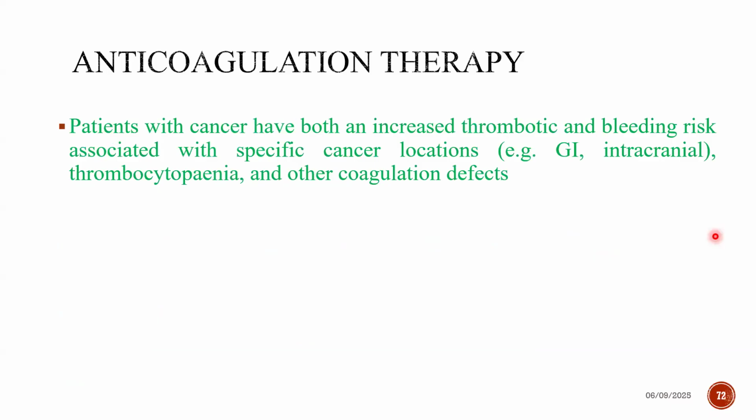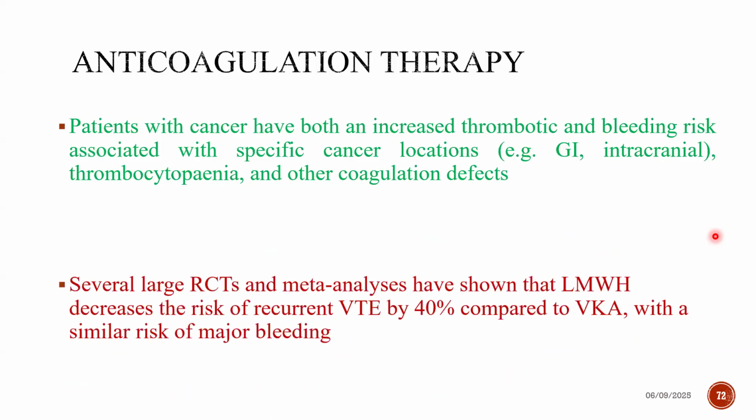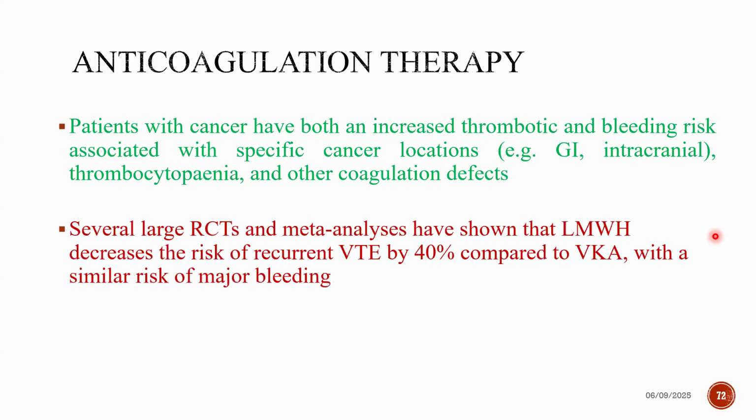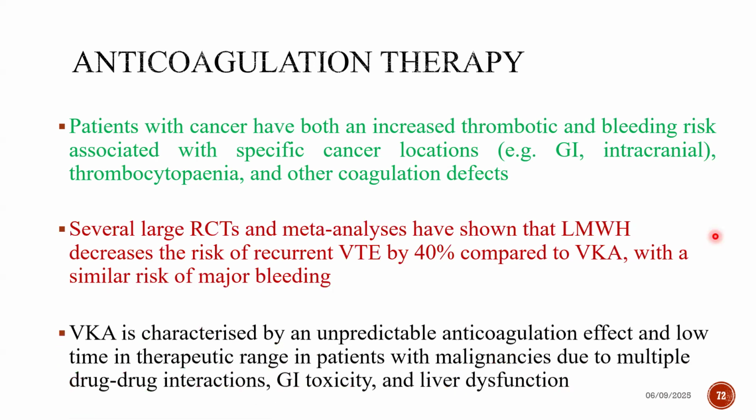In terms of anticoagulation therapy, patients with cancer have both increased thrombotic and bleeding risk associated with their specific cancer location. Usually, those with GI or intracranial cancers have a high risk of bleeding. Several large randomized control trials and meta-analyses have shown that low molecular weight heparin decreases the risk of recurrent VTEs by about 40% compared to VKAs like warfarin, but they both have similar bleeding risk.